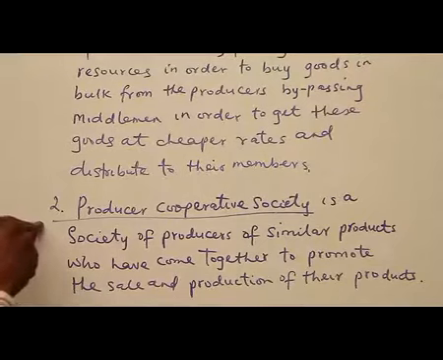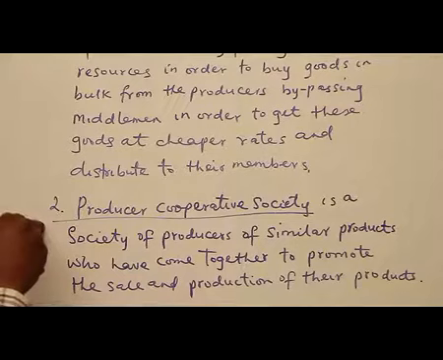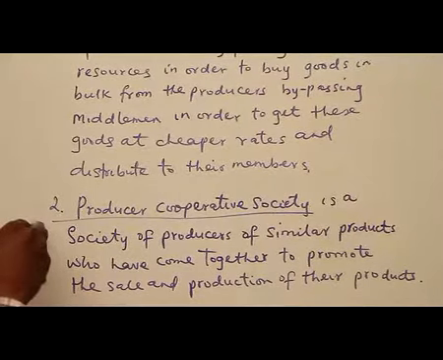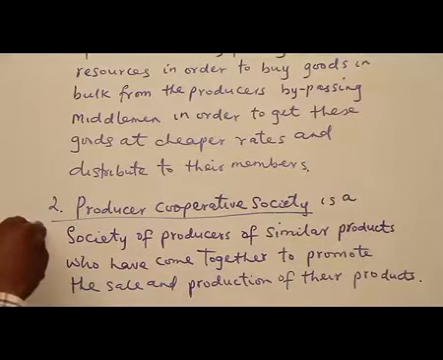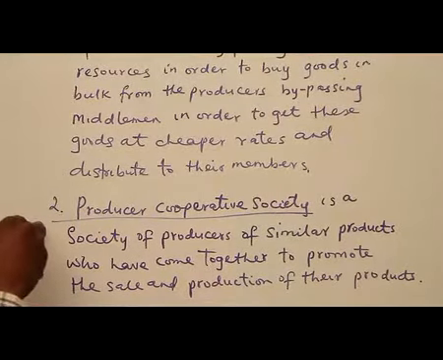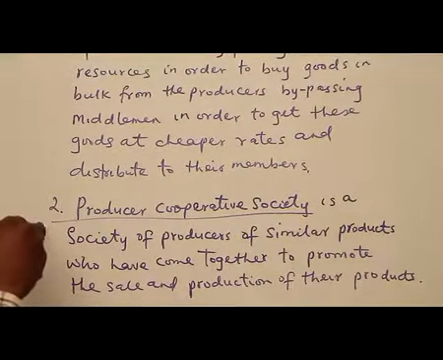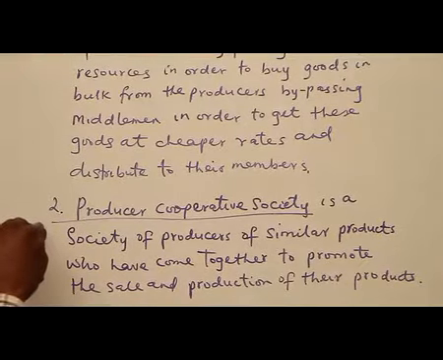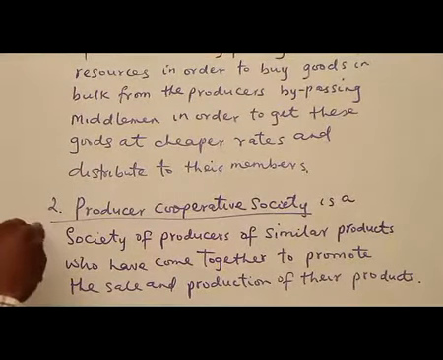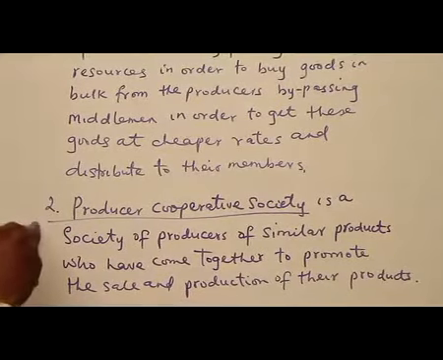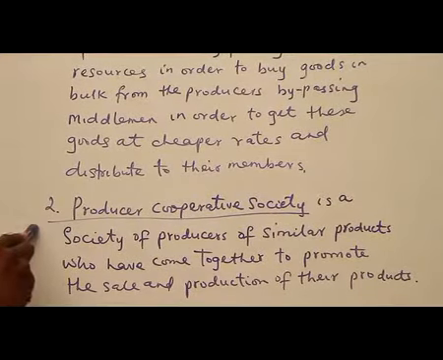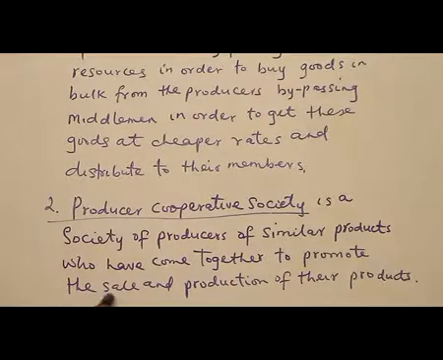In this type of cooperative society, we can have farmers to be involved because they are engaging in similar products. And the essence of coming together of these people is to pool their resources and buy the material they need at cheaper rates and distribute this material among themselves. It can be raw materials. It can be equipment that they need towards their production. So they come together to do what? To promote their production as well as to promote the sales of their products.